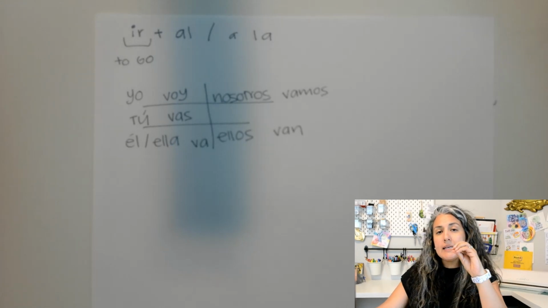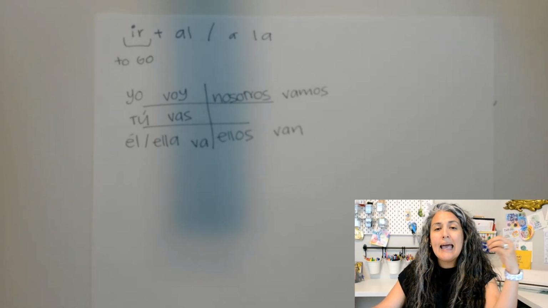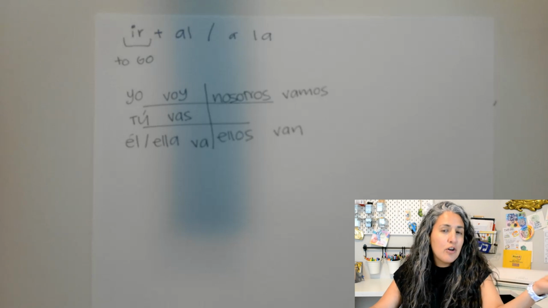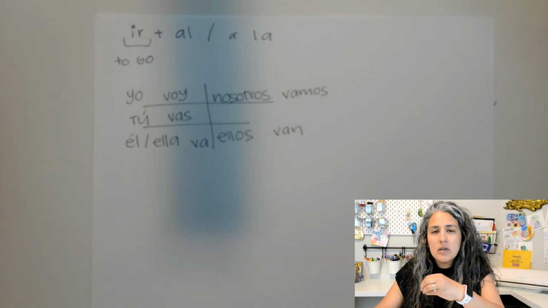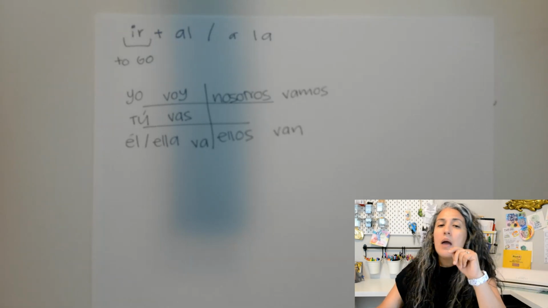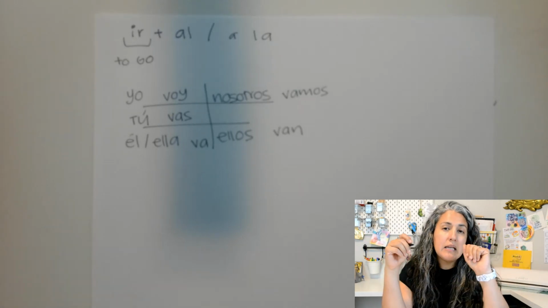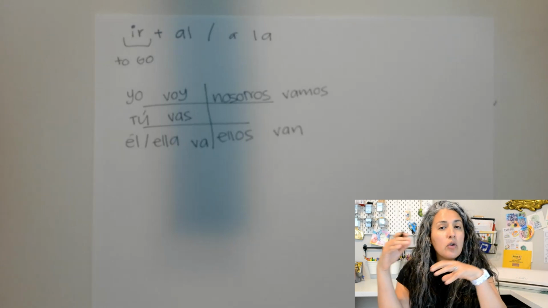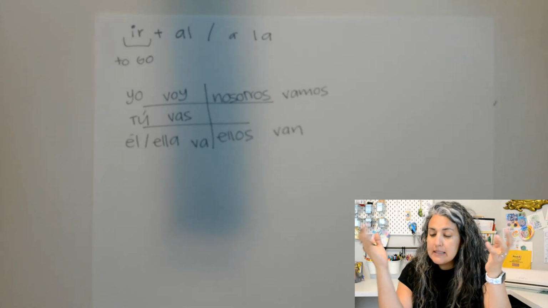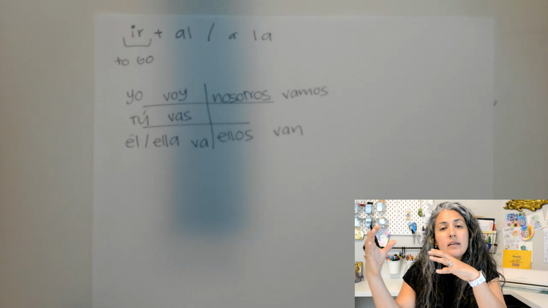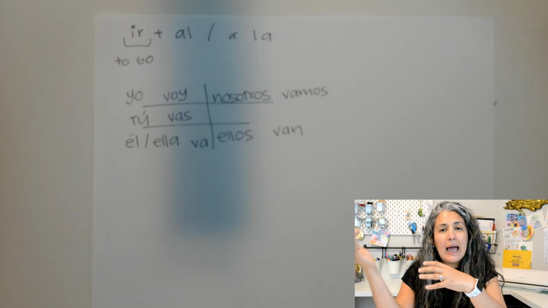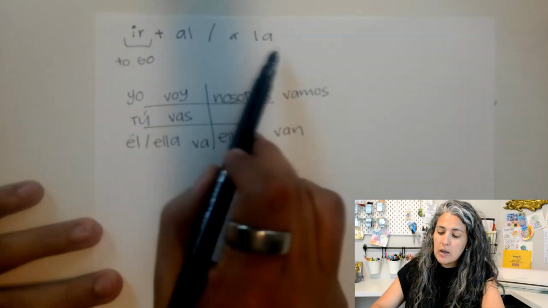So when we're talking about places, every place has a gender. Not that just girls go to schools and boys go to museums, and I'll explain why. But the word just ends either with an A or an O, sometimes an E. So we'll just go through several places, the most common places, and I'll explain when we use al or a la, which is the part I have here on the top.